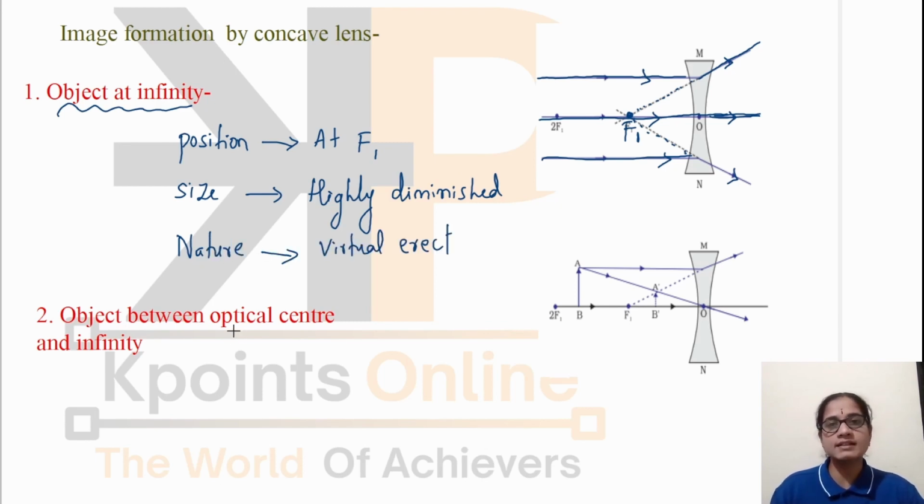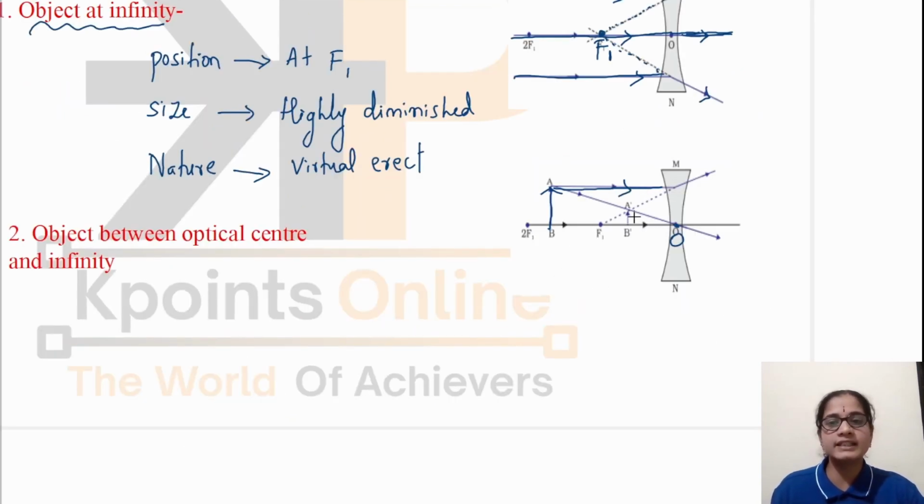Now we consider the second case, where the object is placed anywhere between optical center and infinity. This is the optical center. We can take the position of the object between this optical center and infinity, meaning it can be placed anywhere here. So let's see if the object is placed here. For image formation, we are going to consider two rays. This is the parallel ray of light, which is parallel to the principal axis. We know that after refraction through a concave lens, it will be diverged.